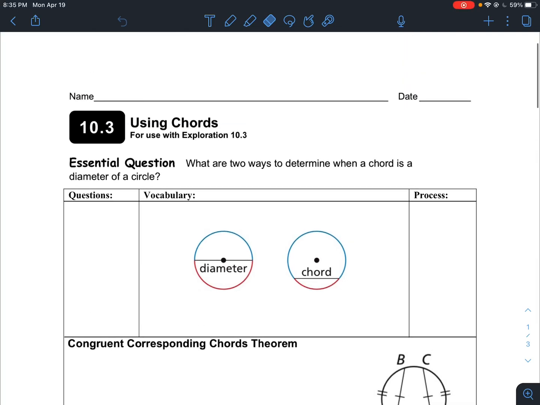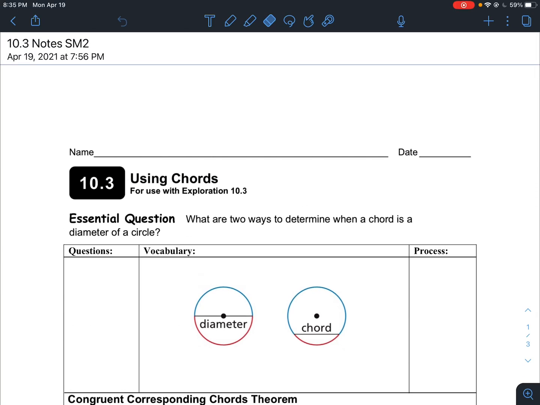Okay, now we are doing 10.3 before we get into 10.2. There might be a little bit of information that we're missing that we need from 10.2, but I'll just cover that as we go. So let's just jump into 10.3. And so we're going to focus on chords, and we'll talk a little bit about arcs.